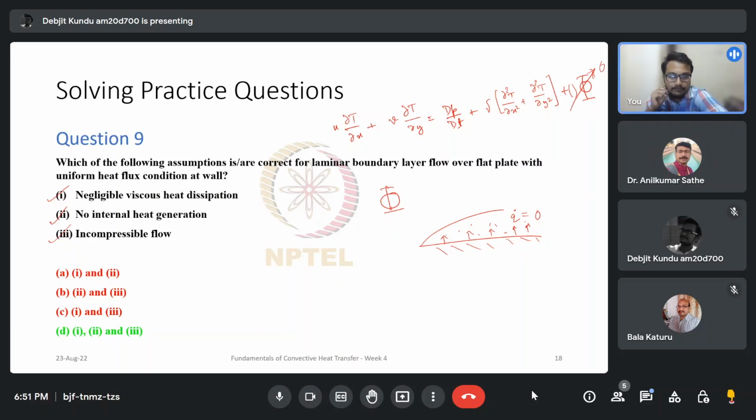Can you think of any engineering application where this might become important? Viscous heat dissipation. Highly viscous flow, and not only that, velocity gradients have to be high as well. So one very classic example where this becomes important is in journal bearings.